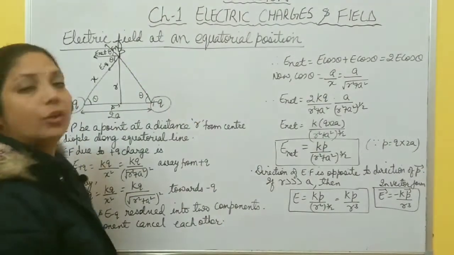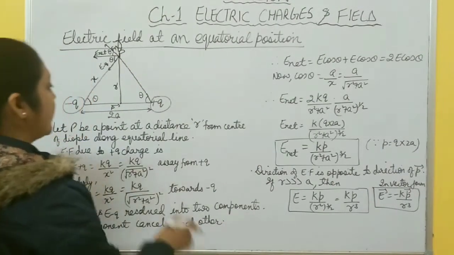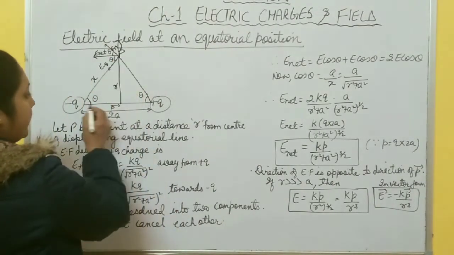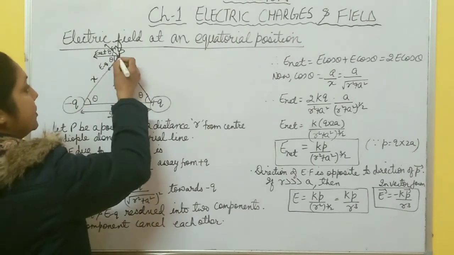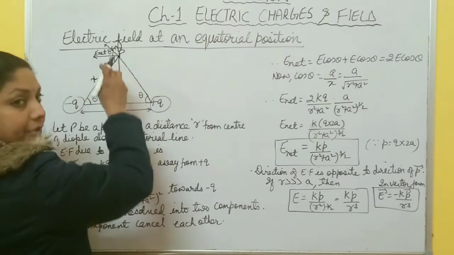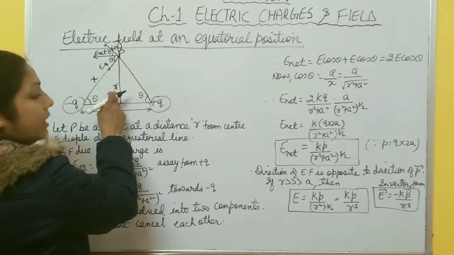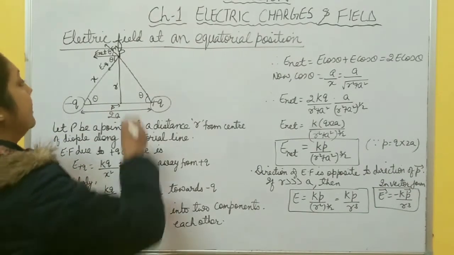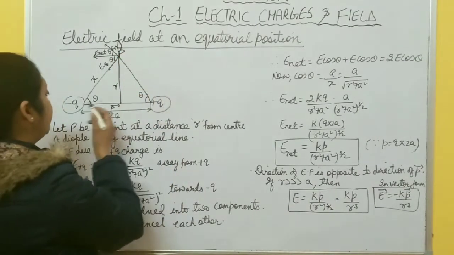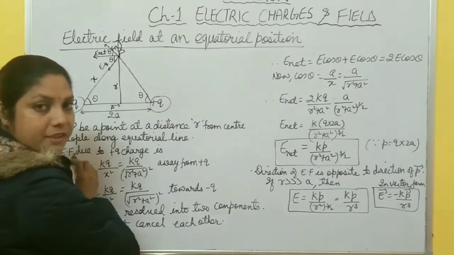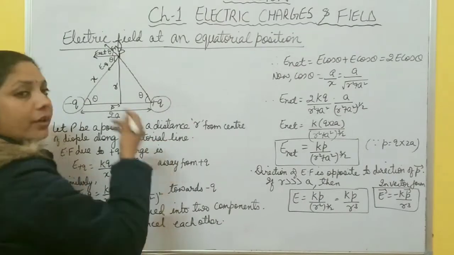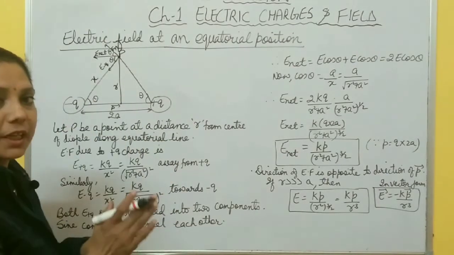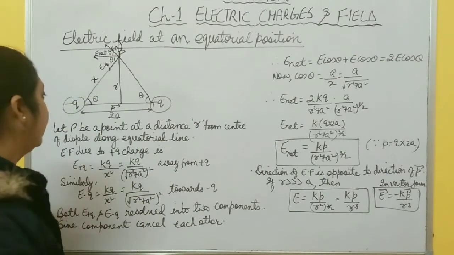Electric field at an equatorial position. You know what the equatorial position is? The perpendicular bisector of the dipole. Suppose you have to find the electric field at point P, which is at a distance r from the center of the dipole. Again here, the electric field at point P is due to both the minus q charge and the plus q charge. So you have to calculate the electric field due to both charges and then find the resultant electric field.